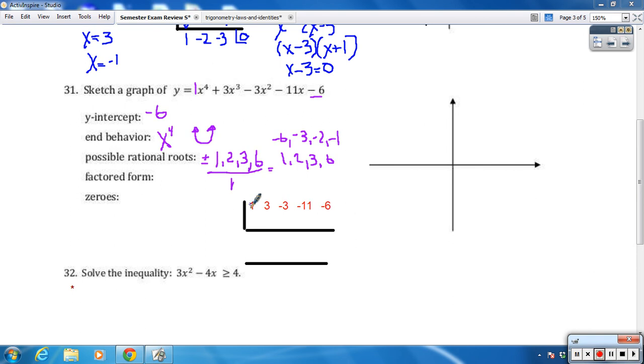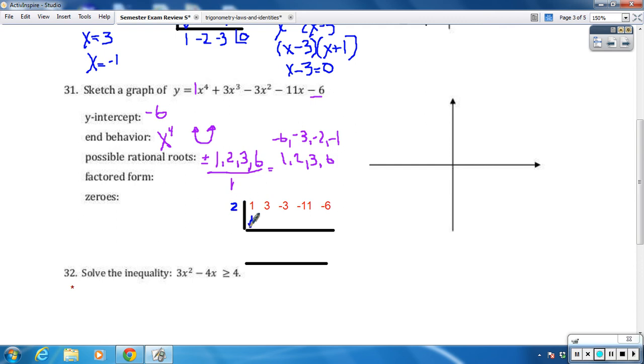Alright, so I've typed in my coefficients 1, 3, negative 11, negative 6, and I've put them here. Since the constant is a 6, I'm going to try 2 as one of my possible roots. Maybe let's start with a positive and see what happens. Generally, if your y-intercept is positive, 2 is a good bet to try, or 6. One of those would probably be better. I'm going to start with a lower value.